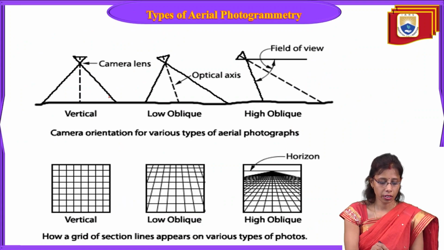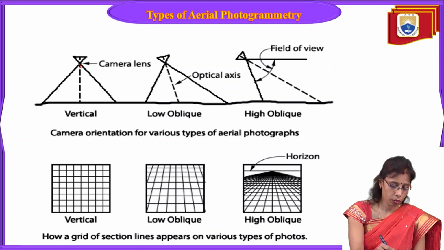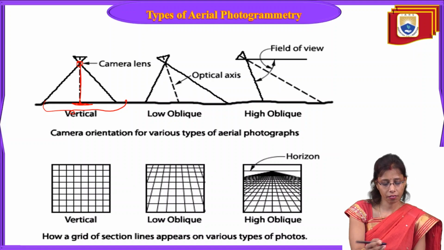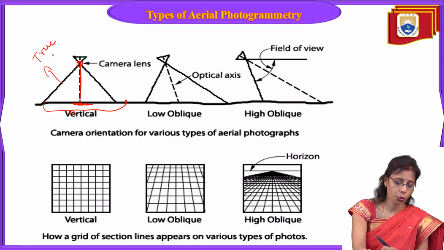Now let us see what exactly the horizon is. Here we can see vertical, as I said in the previous slide. The vertical looks exactly vertical to the ground. This is the ground to be captured, and it is exactly vertical to the ground. Here is the camera, and it is not at all tilted. Here we have two types again, you can say vertical has two types: that is true vertical and tilted.